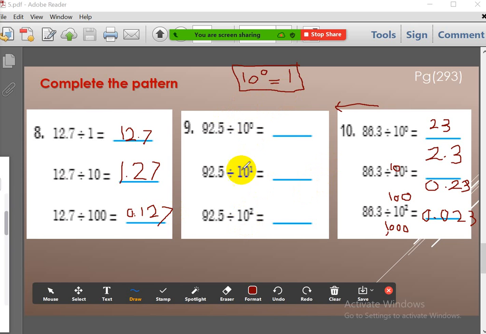Of course, I want to divide 92.5 by the powers of 10. This is the pattern. So I will divide the first one, 92.5 divided by 10 power 0. Of course, this equals what? As I said, it equals 1. That means it will be the same number, 92.5. Now Fatima will give me the answer for the second one. Yes, teacher. 92.5 divided by the first power of 10 equals what?